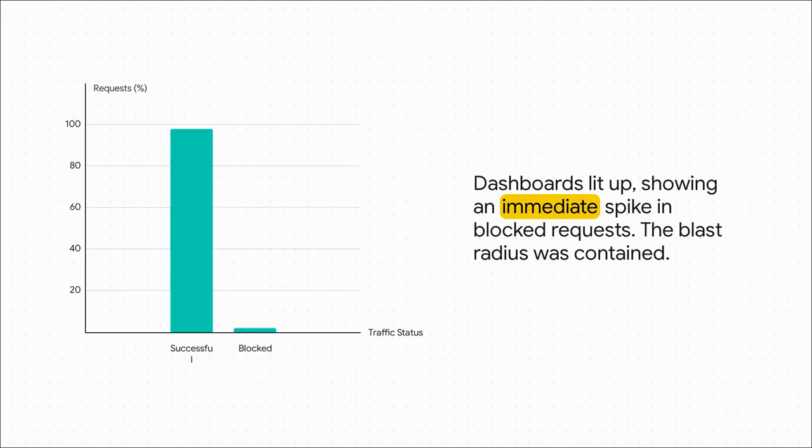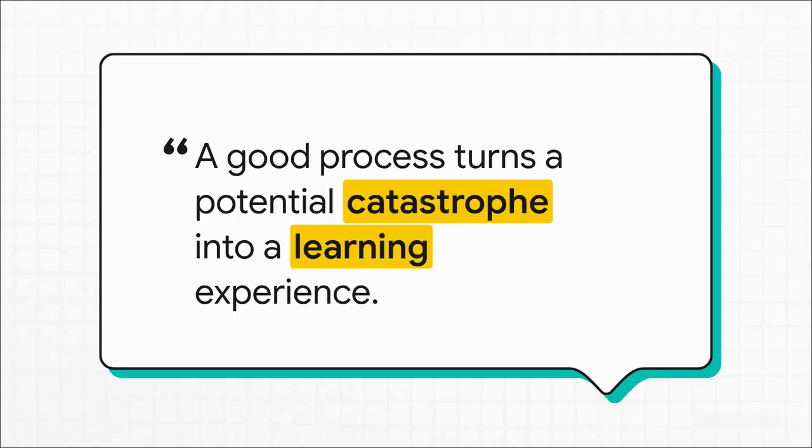It's late, you're pushing a change, it happens. But here's why the process worked. Because we were doing this gradually, and because we were watching our dashboards like a hawk, we saw it immediately. A little spike in blocked requests popped up. The blast radius was tiny. Instead of taking down the entire cluster, it was a small, contained problem that we fixed in minutes. Just a blip.